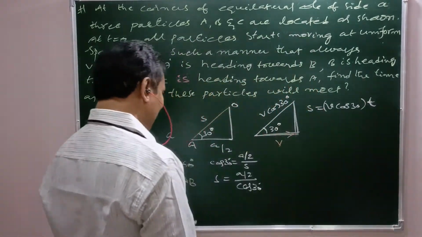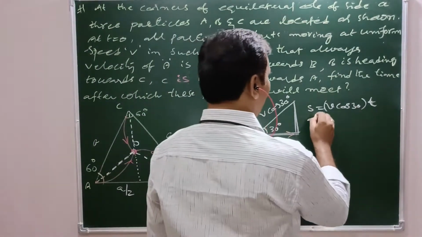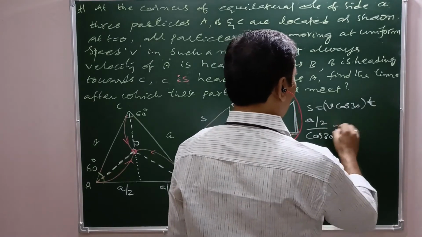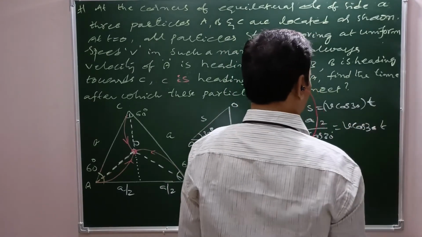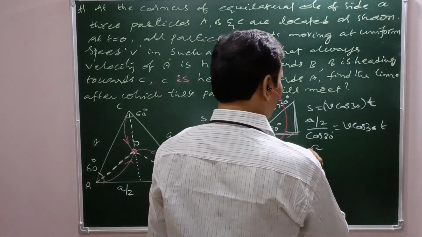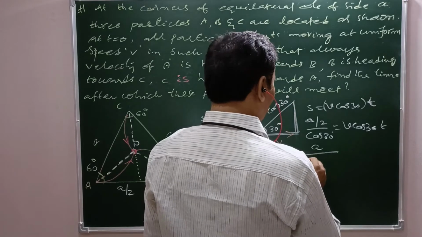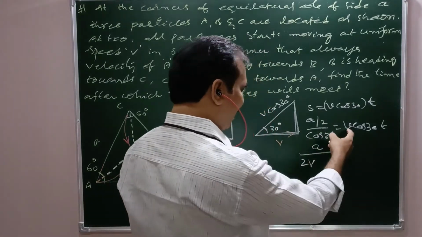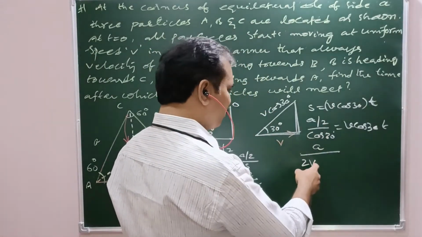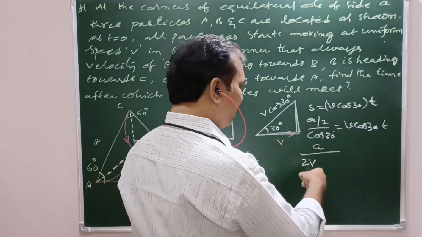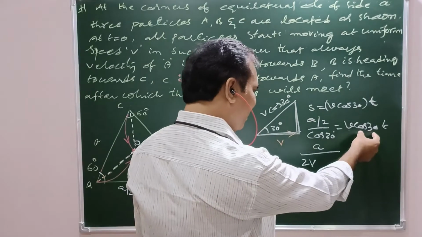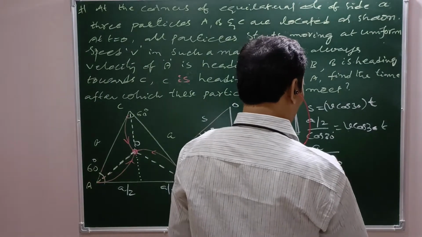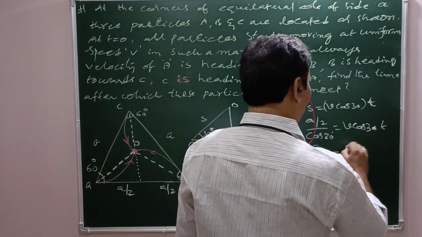Right. Now what about displacement? A by 2 by cos 30 equals V cos 30 into T. That is, A by 2 into cos 30 by V. We carry this V to the left-hand side, so 2 comes to the denominator, A by 2 into V. Cos 30 also, we carry this cos 30 to this side, that is cos 30 into cos 30, cos 30 whole square, that is equal to time.